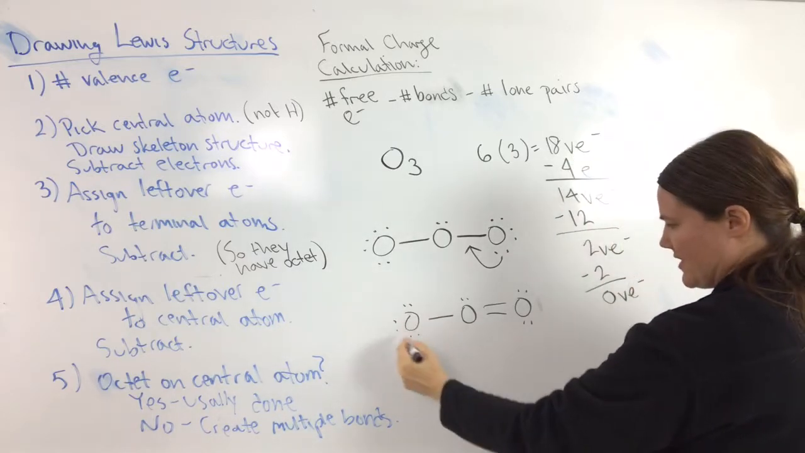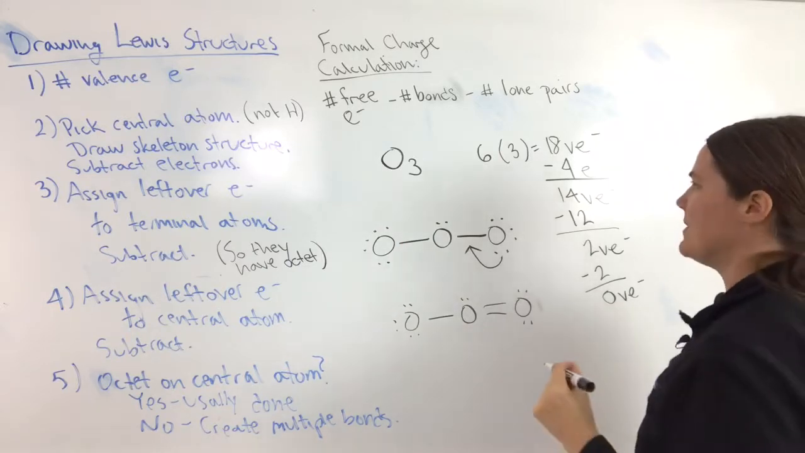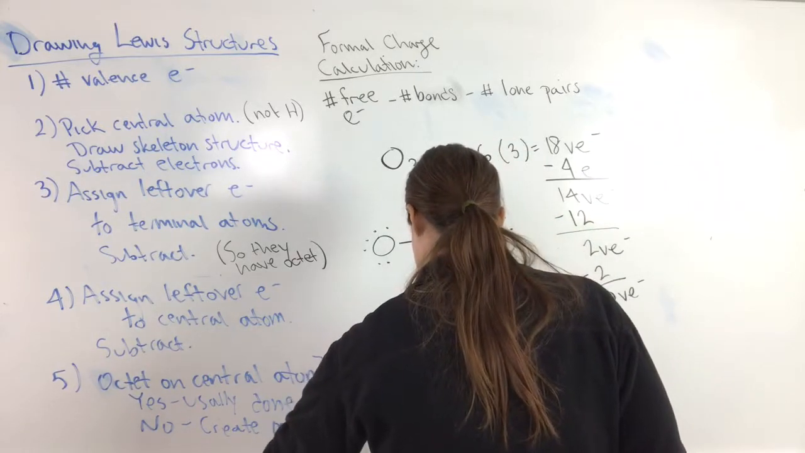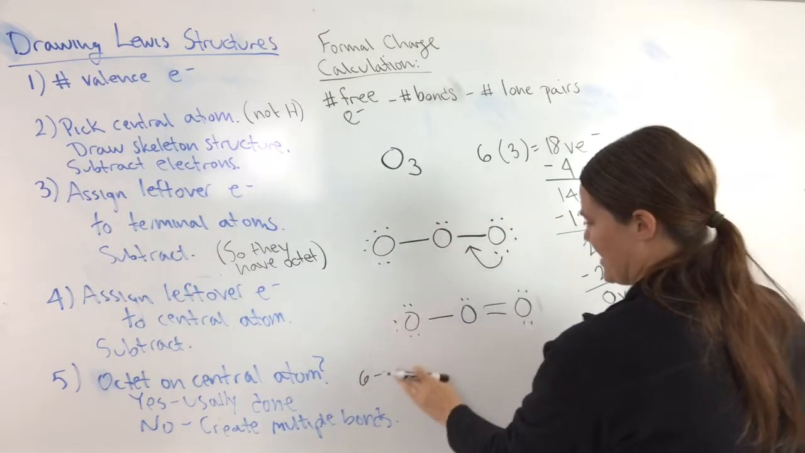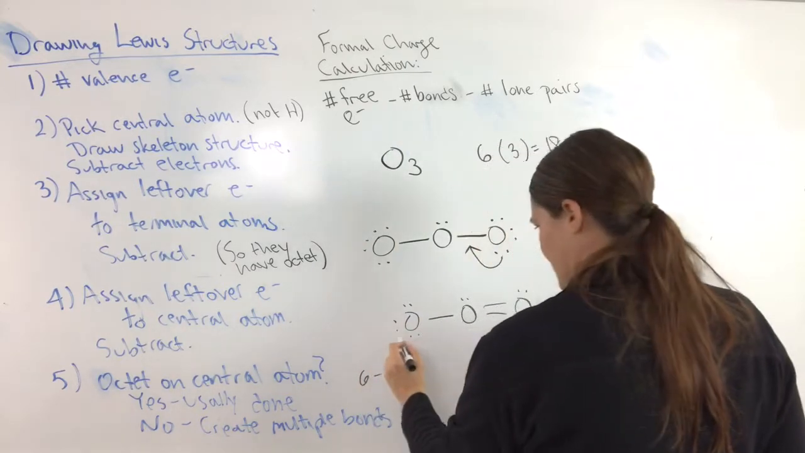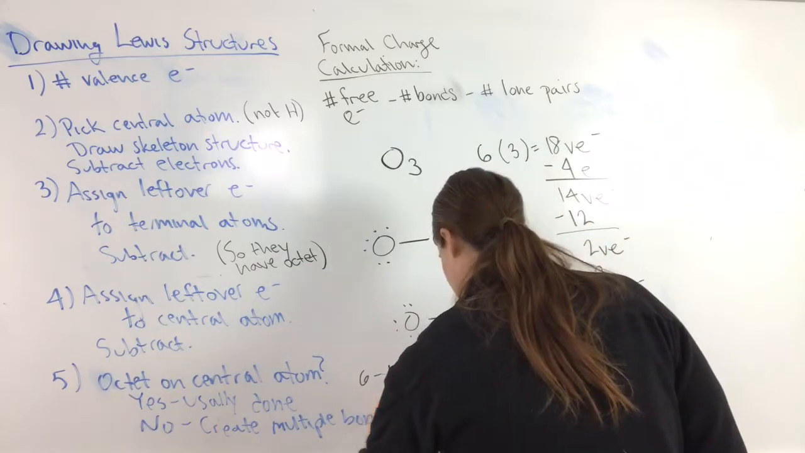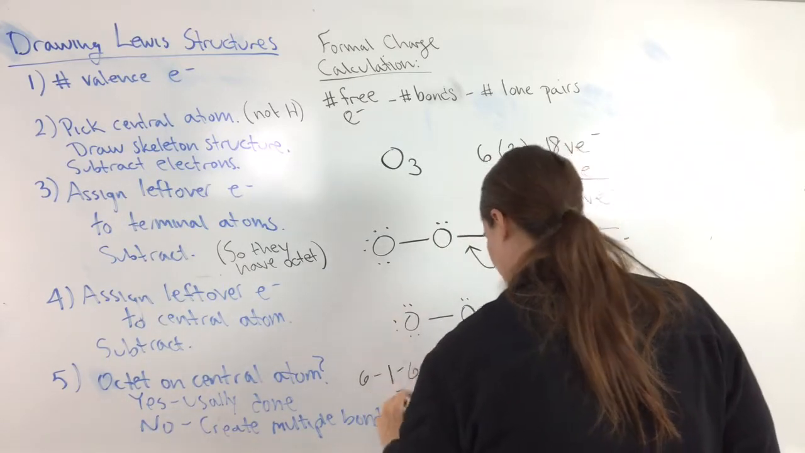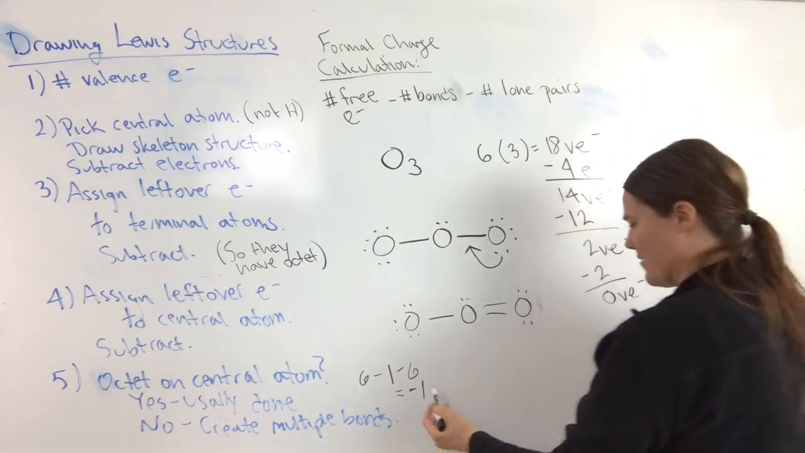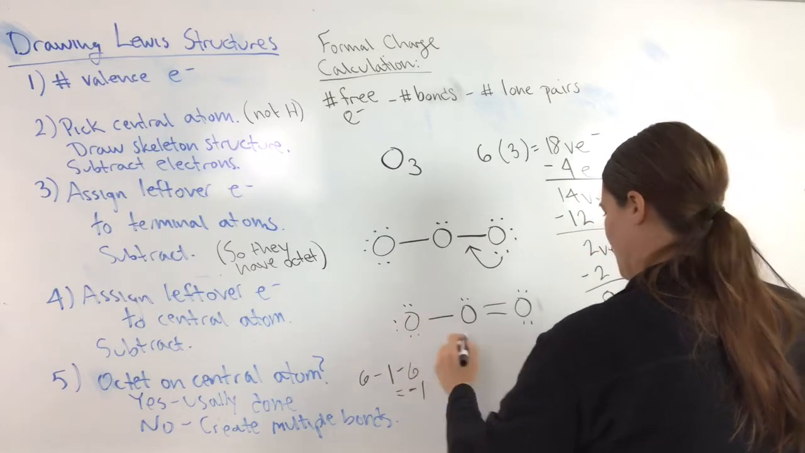So with this oxygen, first of all, the number of valence electrons on a free oxygen is 6. So we have 6, and I'm doing this one right here first. So I have 6 minus 1 bond minus 6 lone pair electrons. So this is equal to minus 1. 6 minus 1 minus 6 is negative 1. So this oxygen has a negative 1 formal charge.